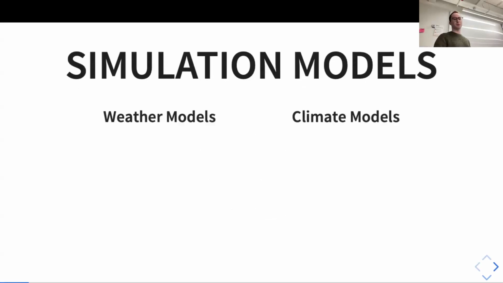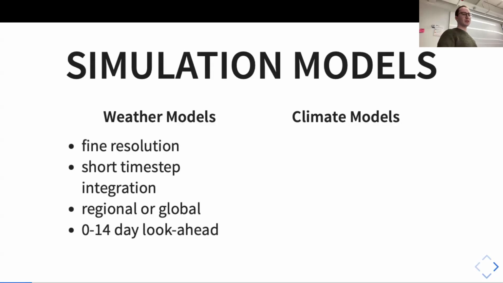So what's the difference between weather and climate models? Weather models tend to have quite a fine resolution spatially. They also have quite a short time step integration, so when they're iterating forwards in time, the gaps are about 4, 5, 10 minutes or so. They can also be regional models, so they'll maybe focus on just the UK or on Europe or on the whole world, for example. And they tend to have a look ahead of up to 14 days in general, but after that, they start to become a little bit useless.